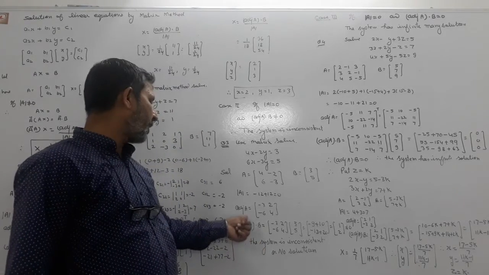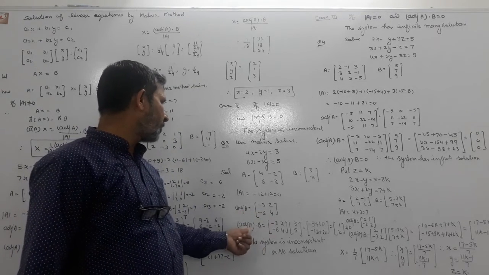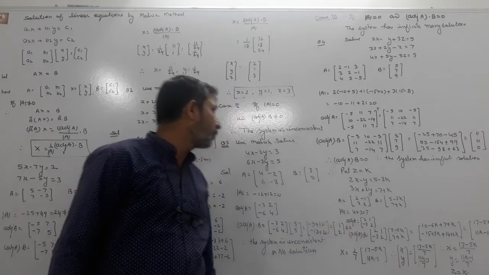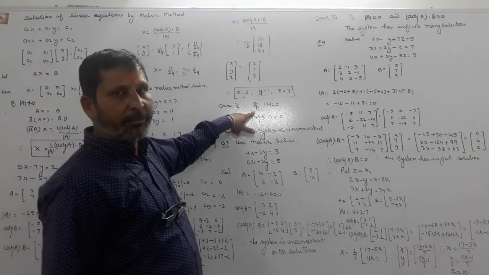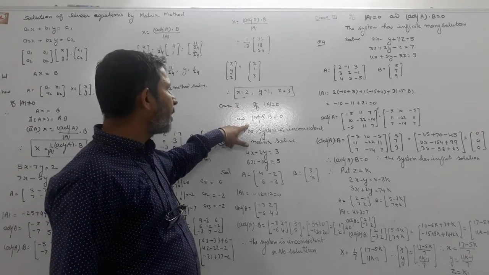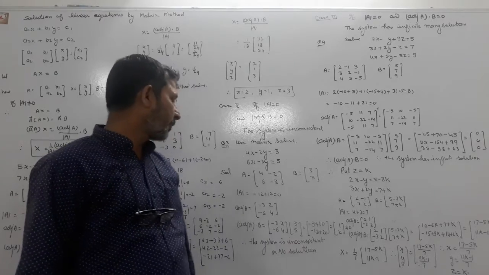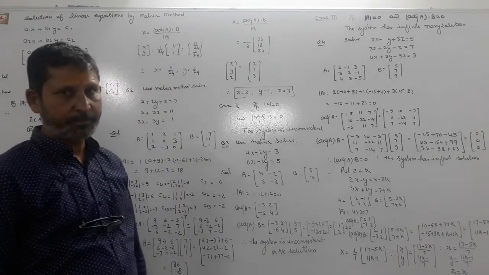Then adjoint of A is this, and adjoint of A into B, we find out, is this. This is 1 and 2, which is not equal to 0. Then the determinant of A is 0 but the adjoint of A into B is not equal to 0. Therefore the system is inconsistent, or has no solution.